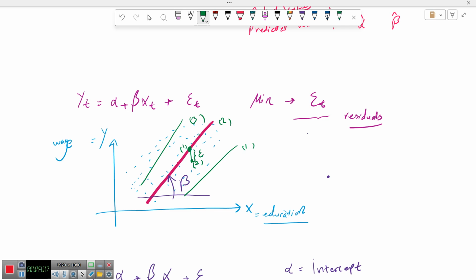As I said before, to do this, we look at the vertical distance from each point to the line. Points above the line have positive errors, and points below the line have negative errors.